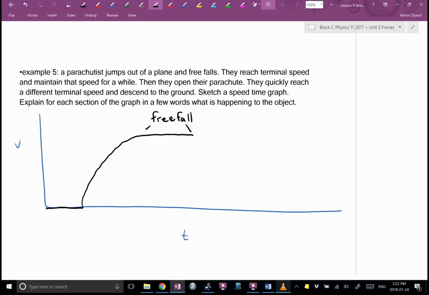Pull my parachute. What's going to happen to my speed? So I'm going to have a much lower height line. I think it looks like this. I think right away I decelerate the fastest. So it's going to be really quick deceleration. And then this section here is drifting down slowly with the parachute.